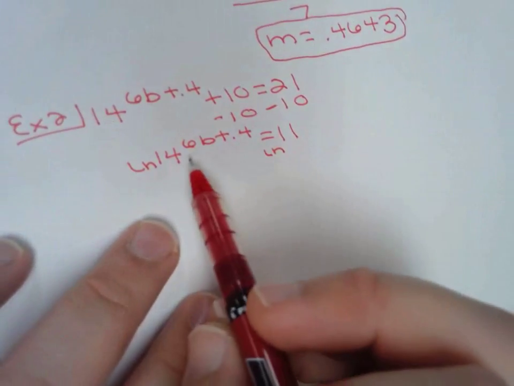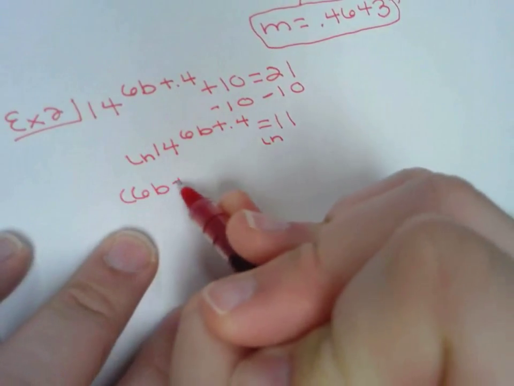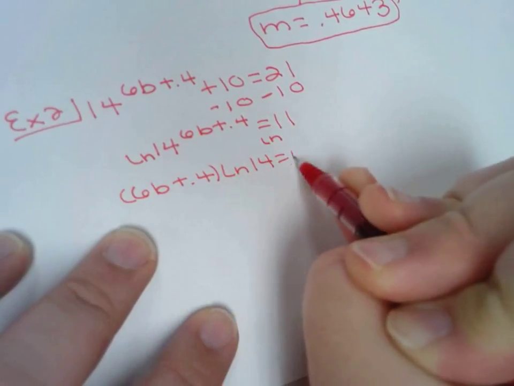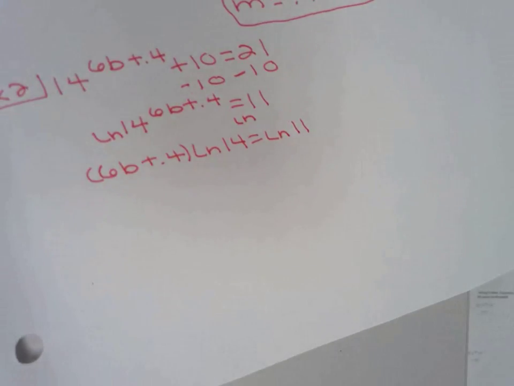And you can bring your exponent out front. So you have 6b plus 0.4 times ln of 14 equals ln of 11. So these all follow the same format. If you have extra stuff on the outside, you need to move it over first and then take the ln of both sides.